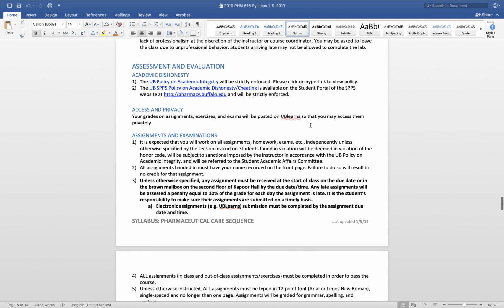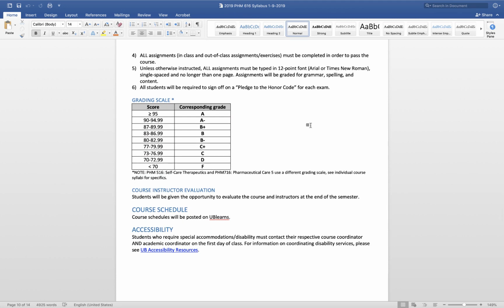You've seen all of this before. The only other things I wanted to draw attention to in this section is the grading scale. So as you know, pharmaceutical care has a very high grading scheme. So in order to receive an A in pharmaceutical care, you have to get at least a 95%, which is different than some of your other courses.